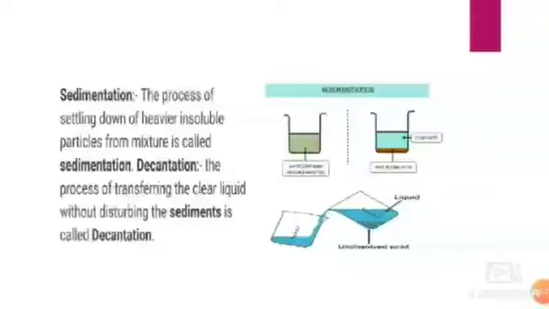They let it stand so that the water can form a clear layer on the top, and afterwards they transfer the water into another beaker and they cook the pulses or the rice. This is done by the process of decantation. So children, the same you can use during the process of tea brewing.